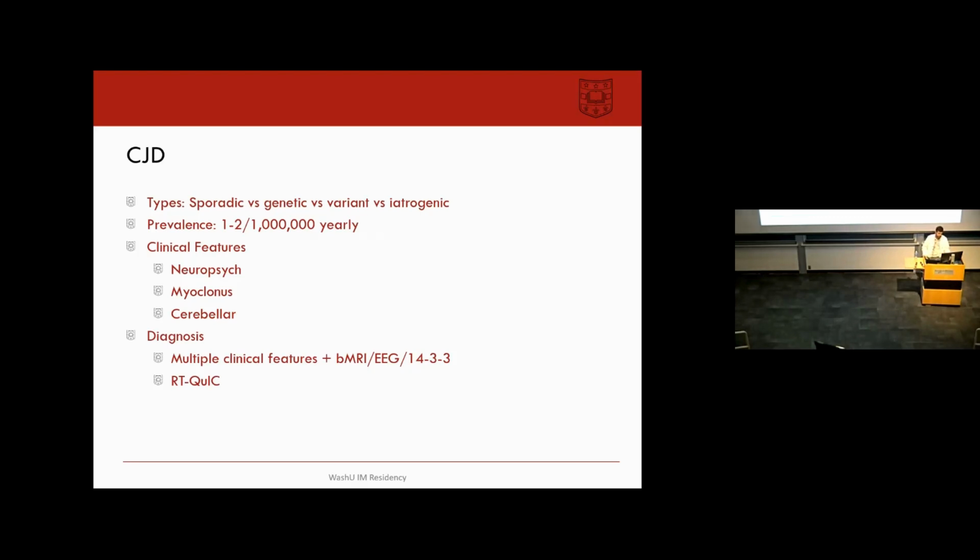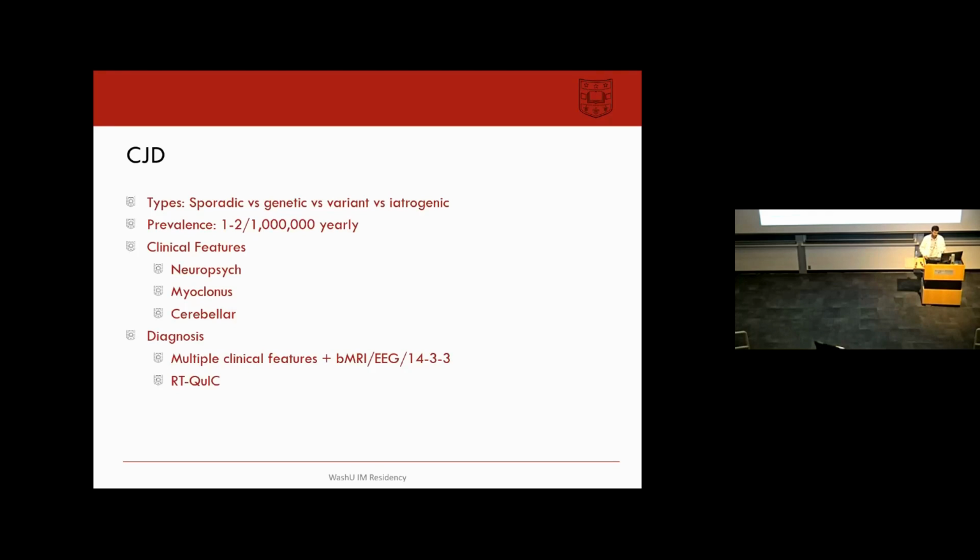There are 4 types of CJD: sporadic, genetic, variant, and iatrogenic. Sporadic is the large majority of the time, 85 to 90% of patients. There's also the genetic type, and then there are 2 acquired types, variant and iatrogenic. Variant is like mad cow disease or Kuru cannibalism, where you are exposed to the prion itself, and then iatrogenic is obviously in the hospital. The prevalence is 1 to 2 people per 1 million yearly.